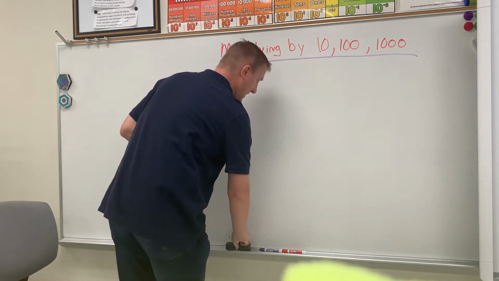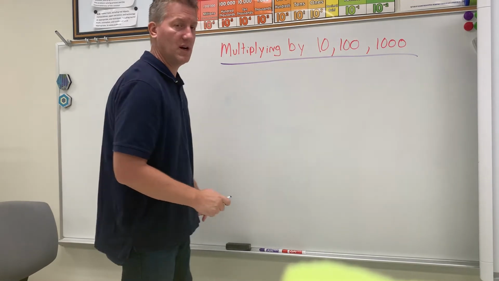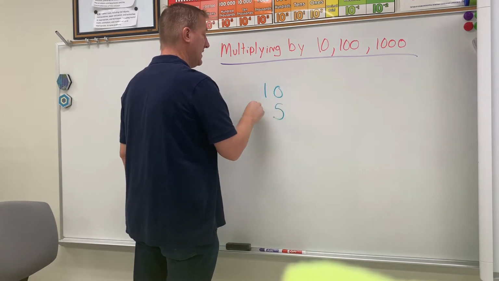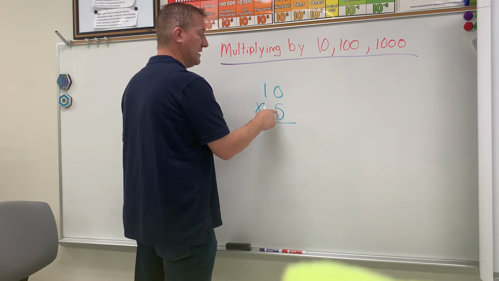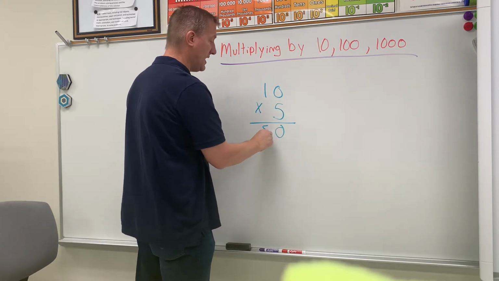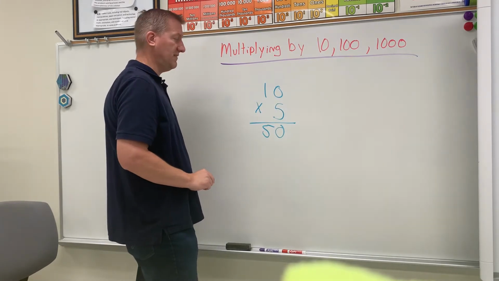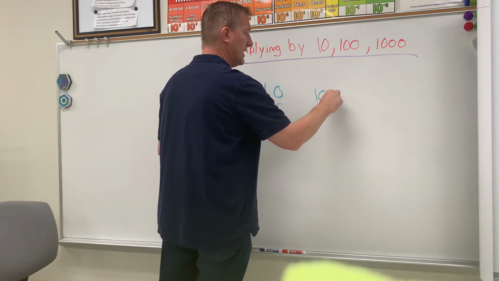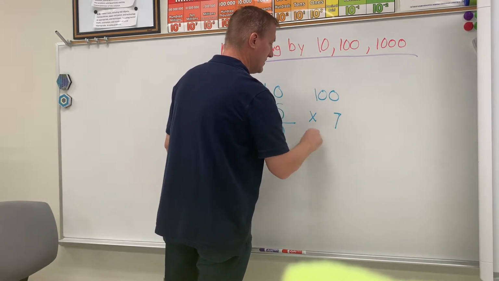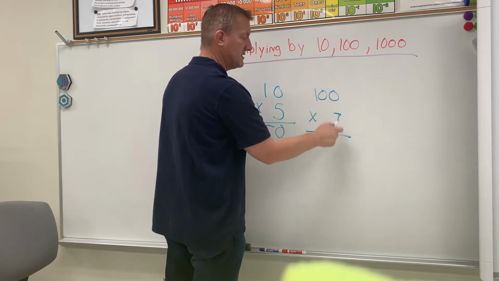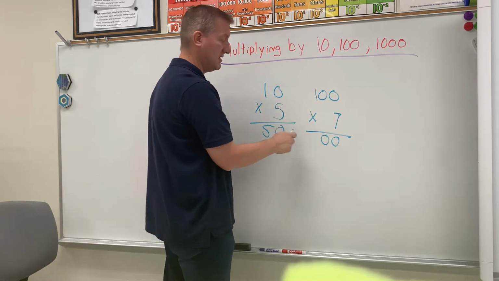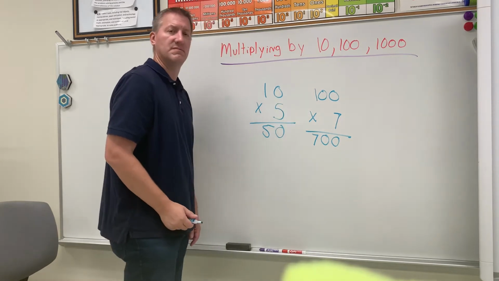So now we go to multiplying by 10 or 100 or 1,000. So if I have 5 times 10, I do the same thing. 5 times 0 is 0. 5 times 1 is 5. And there's your answer. It's 50. Okay, multiplying times 100. Let's say we'll do times 7. 7 times 0 is 0. 7 times 0 is 0. 7 times 1 is 7. There's our answer. Okay?